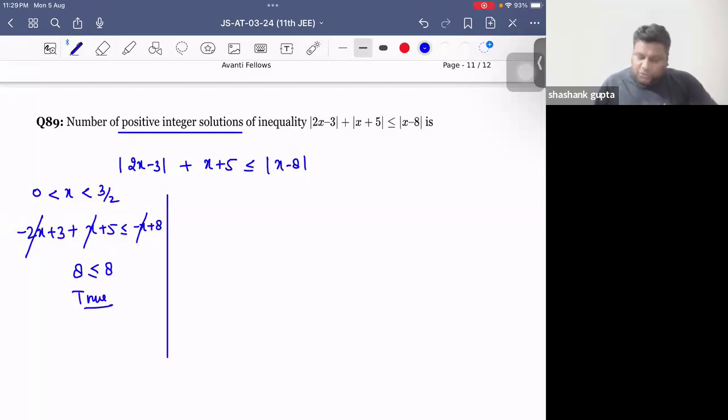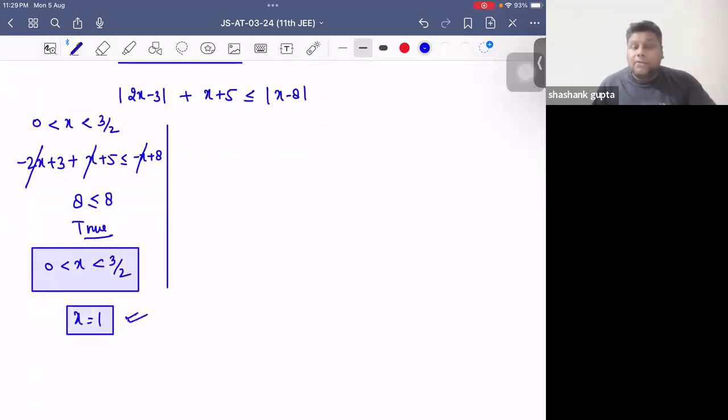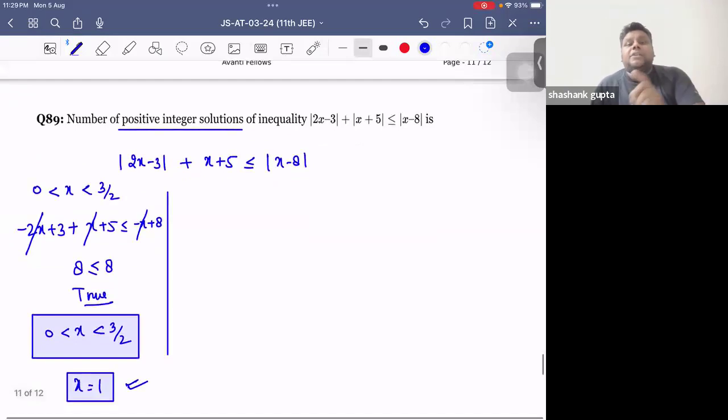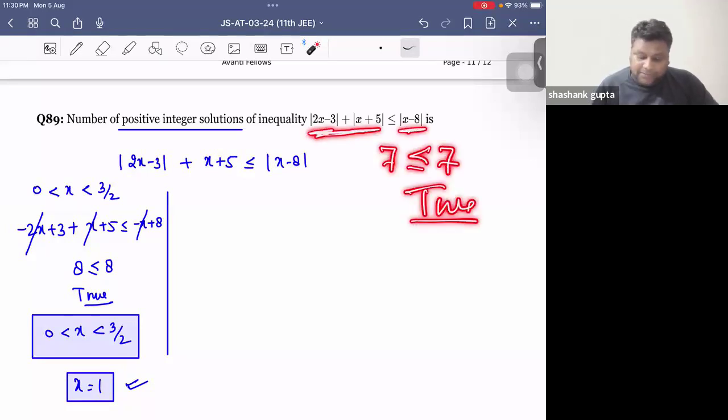So if it is so, that means every x lying in 0 to 3 by 2 is a solution. Now, what is integral? x equals 1. This is your first integral solution. For the safe side, I would still recommend to check it once. If you put x equals 1, this will be 1 plus 6, 7. If I put x equals 1, this will be 7. So 7 less than or equal to 7, which is a true statement.